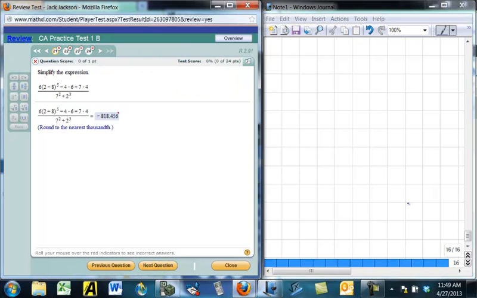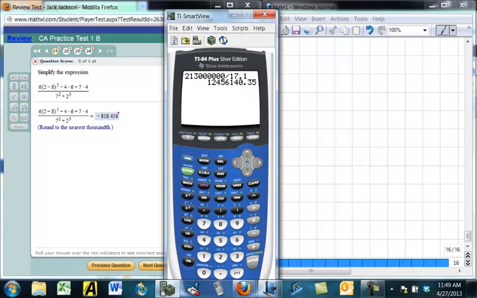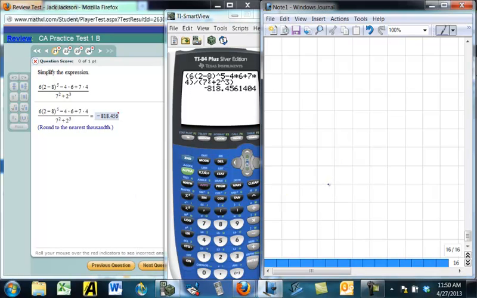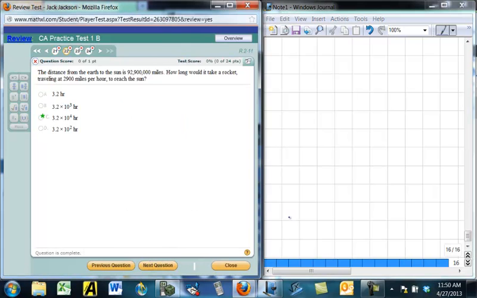Alright, just a few more here. Simplified expression. We can do this in the calculator. Just be careful that you put parentheses around the whole numerator. 6 parentheses 2 minus 8 close parentheses to the power 5 minus 4 times 6 plus 7 times 4 close parentheses divide by open parentheses 7 squared plus 2 cubed close parentheses. Boom. It should figure that out for us and round it off to the nearest thousandths. Negative 818.456. Same as they have. Big thing there was to remember to put the parentheses around the numerator and denominator.